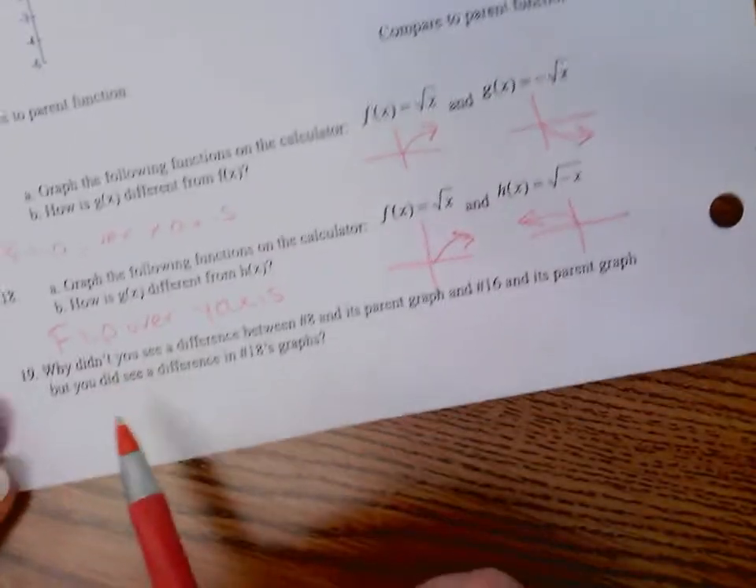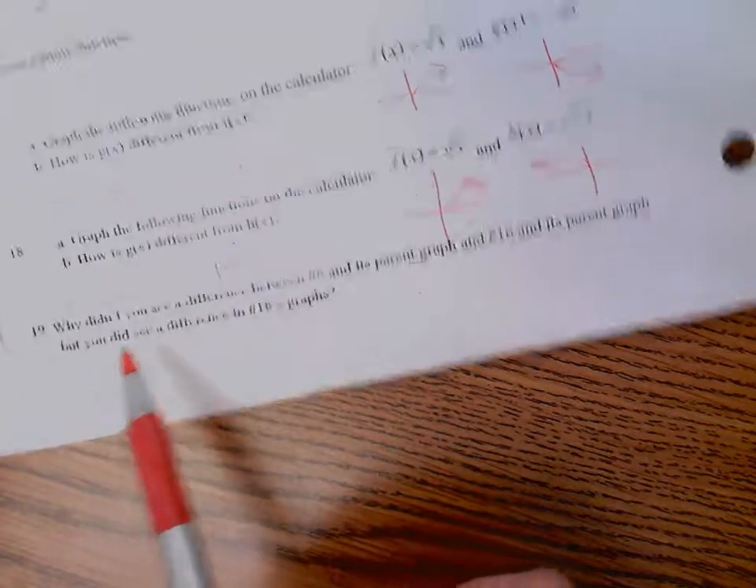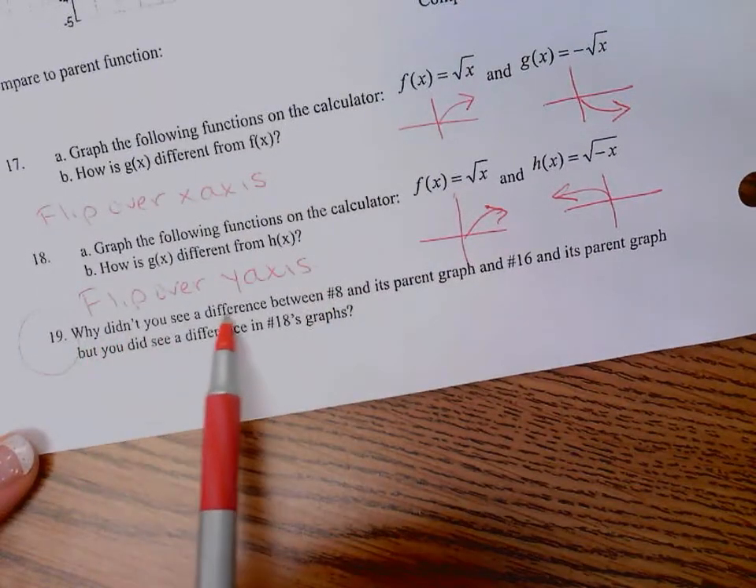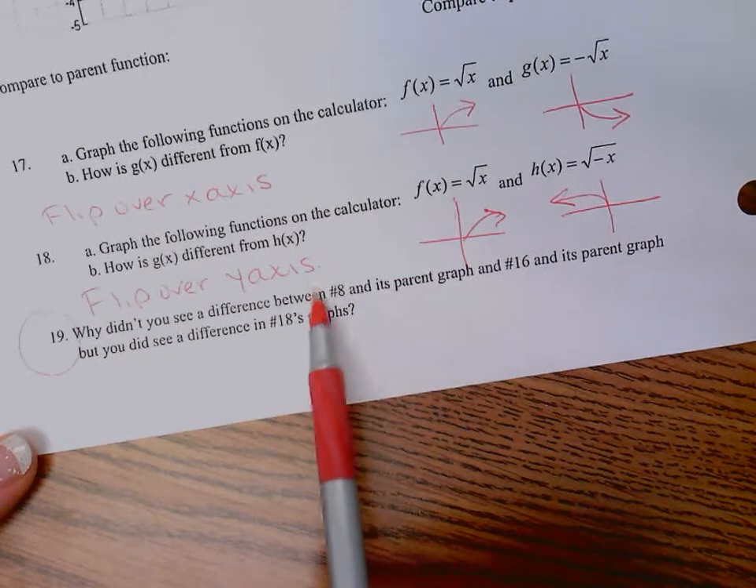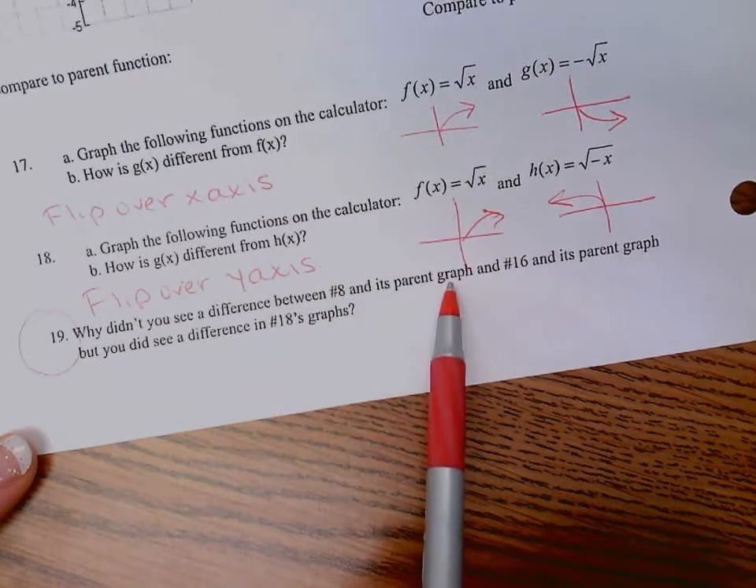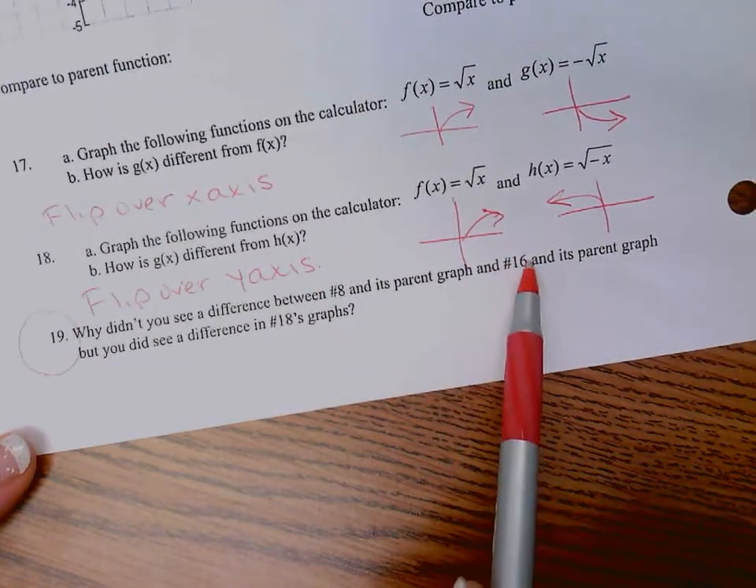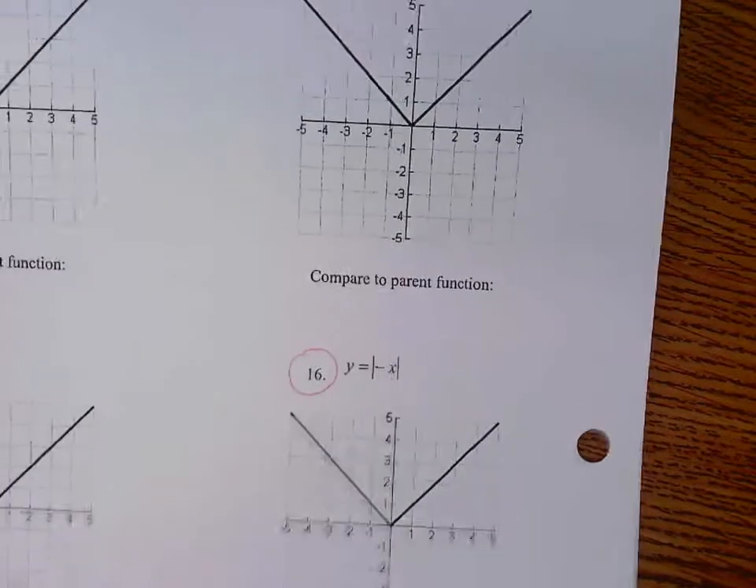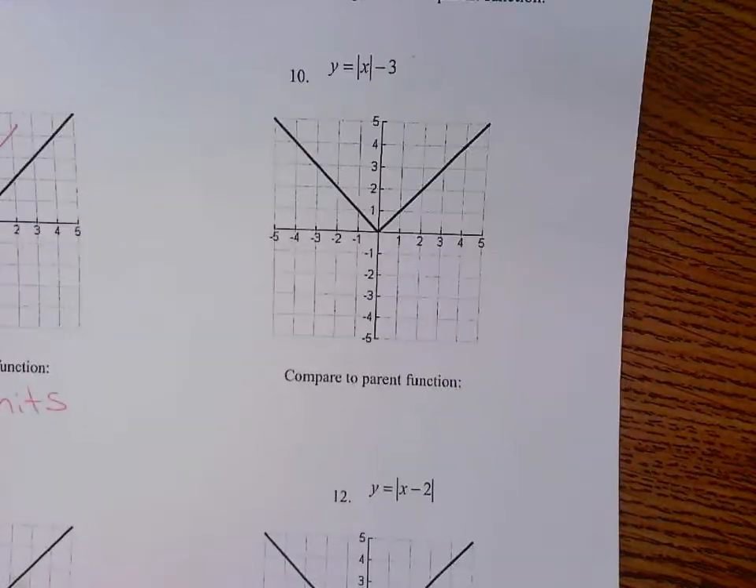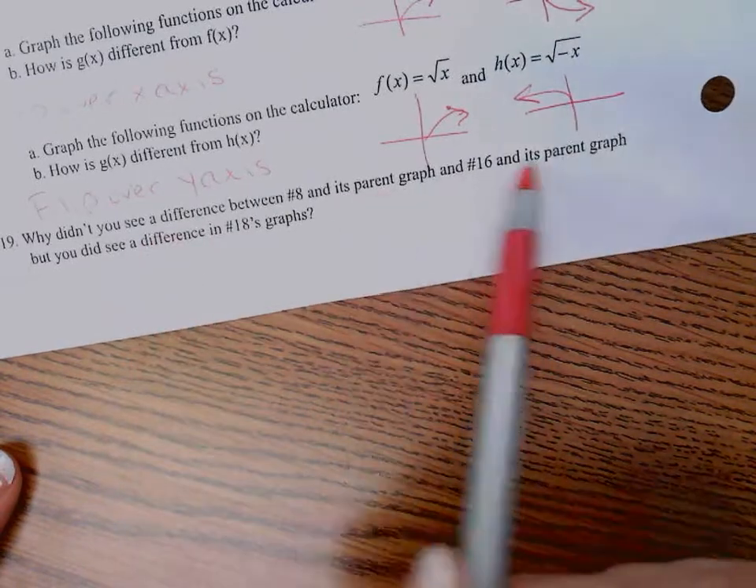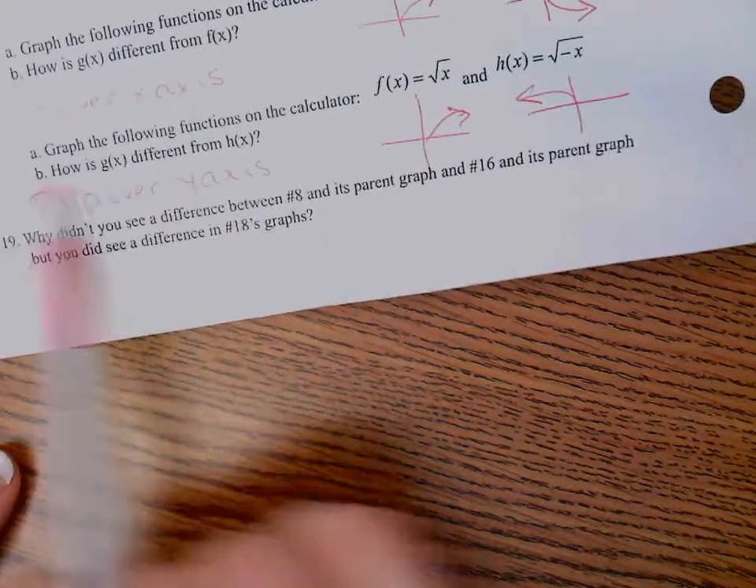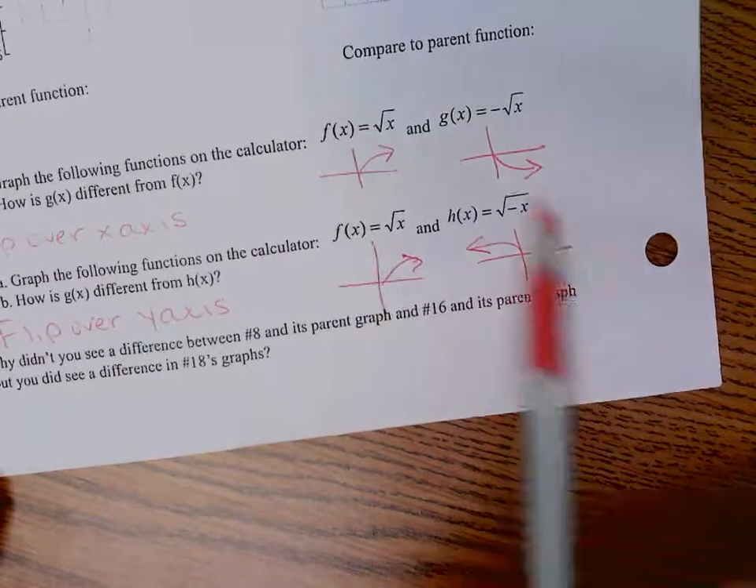And I want you to try number 19 on your own once you've graphed these. Why don't you see a difference between number 8 and its parent graph and number 16 and its parent graph? So go back and look at 16 and 8. Oh, 8 is on the other page. I want you to look at how you drew the graph on 8 and 16. Look at the equation. See if you can come up with why we didn't see any difference and how that's different than in number 18. Why did we see a difference here?